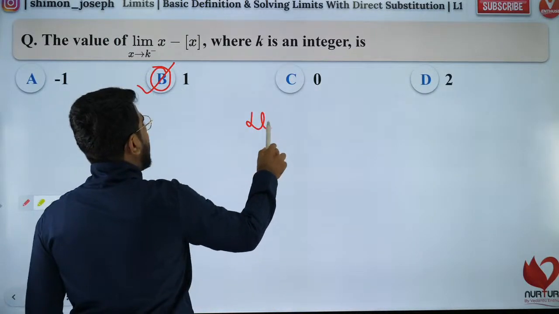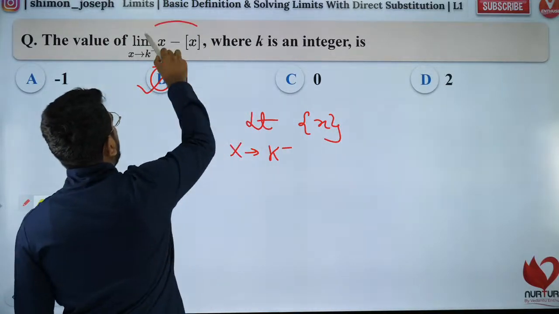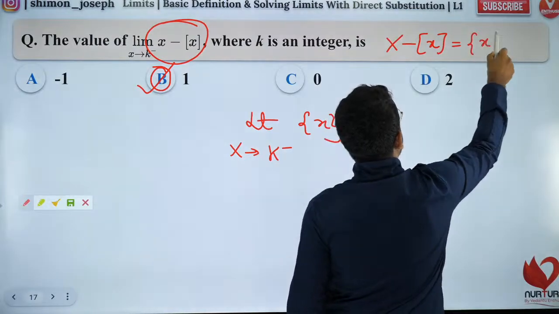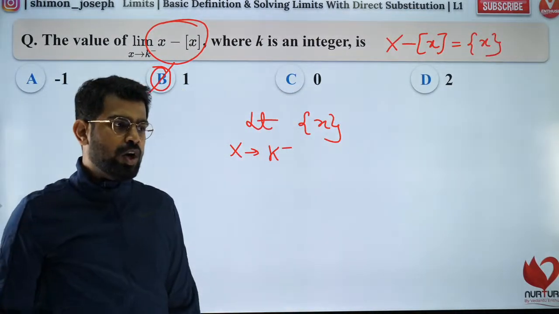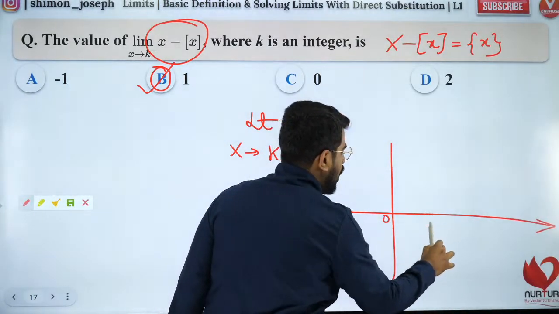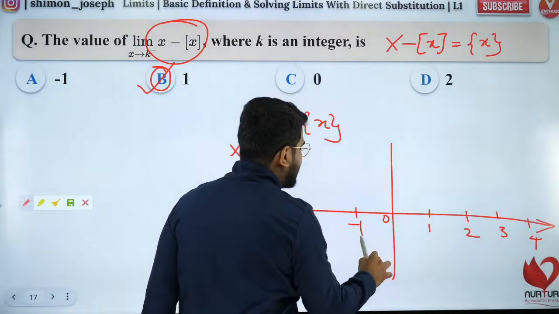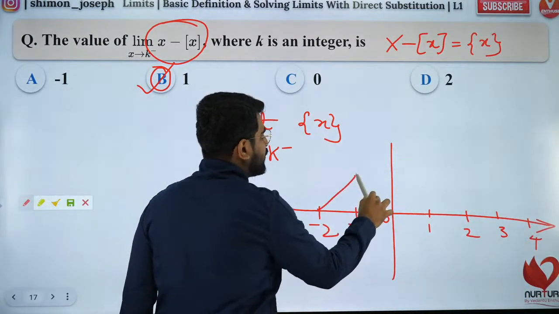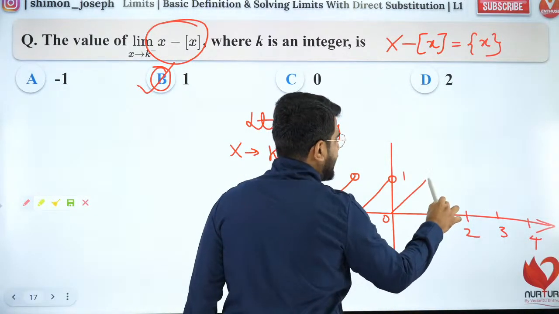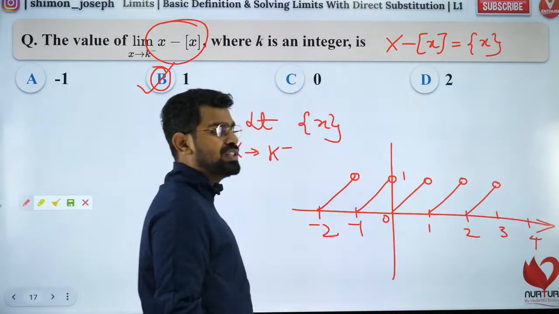So what do we have? We have limit extending to k minus fractional part of x. Because what is x minus gif of x? X minus gif of x, my dear boys and girls, is nothing but fractional part of x. So fractional part of x, how does it look like? It looks like this: 0, 1, 2, 3, 4 and so on. Let's try to draw it. So this is the graph of fractional part of x. It goes from 0 to 1. It does not take the value 1, but it just stops there. This is how fractional part of x looks like.